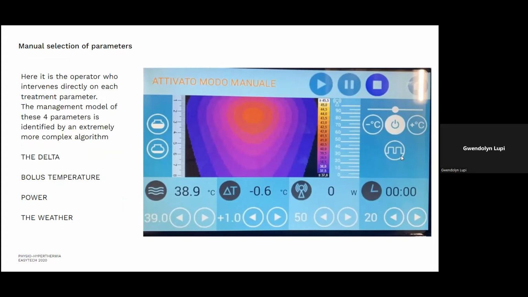Without exiting, so you stay in the protocol, you do not exit the protocol, but you can decrease or increase the heat peak. Or you can just skip to the pulsed modality. This means you will not lower the power. No, you will just make it more comfortable for the patient. Okay, understand.